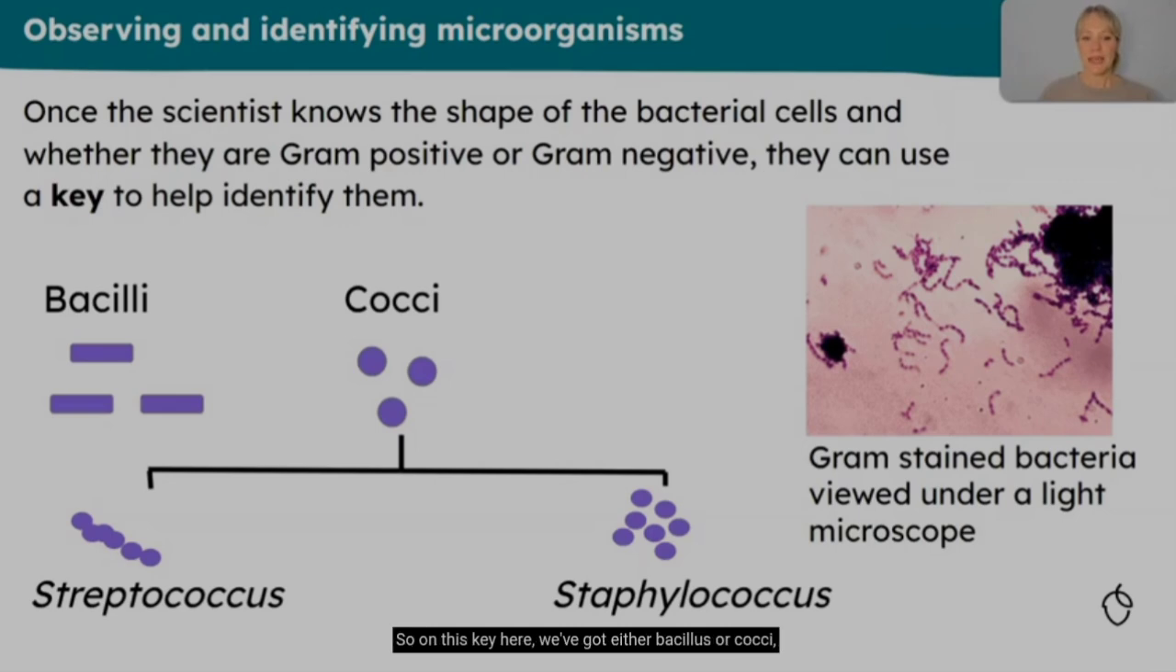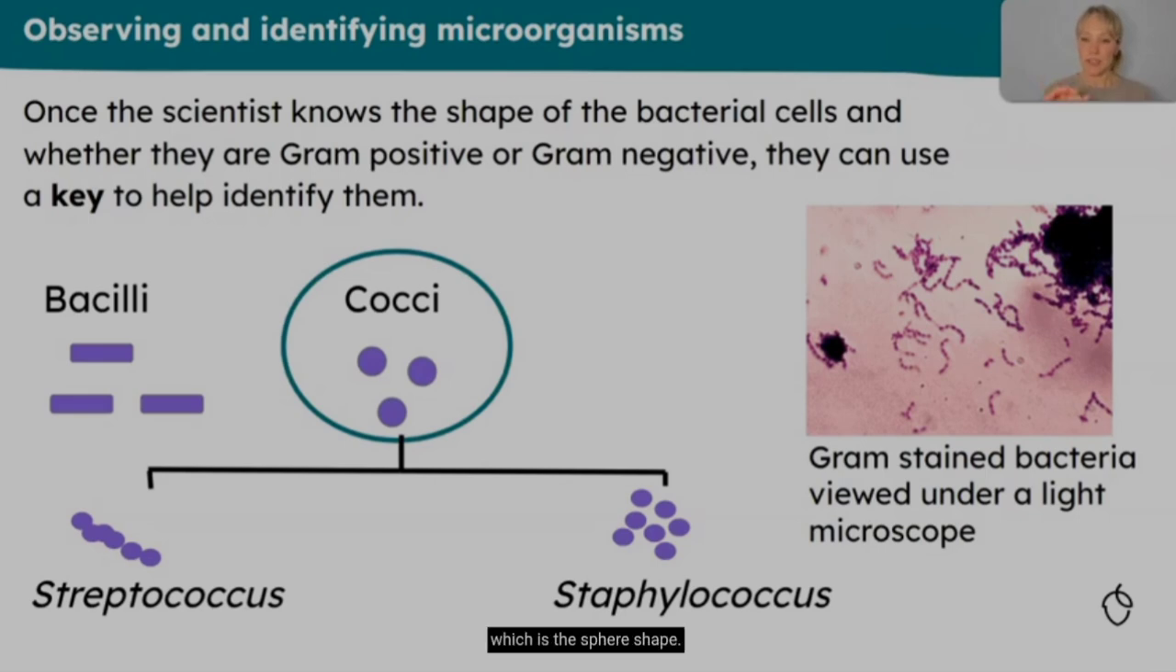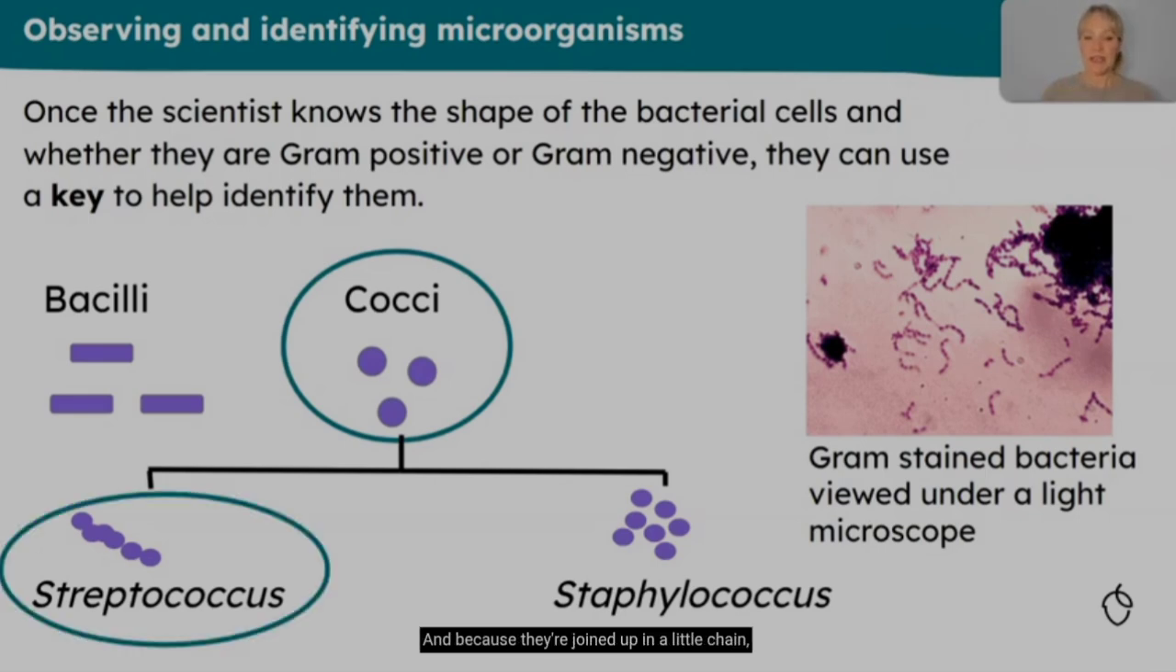So on this key here, we've got either bacillus or cocci, or bacilli and cocci, and then we've got two different types of bacteria that are that cocci shape. We've got streptococcus, where they're in a little chain, or staphylococcus, where they're kind of all clumped together. Now actually, when we look at that on the slide there, we can see that we've got little circles and they appear to be in a line. Therefore, we've definitely got the cocci, which is the sphere shape, and because they're joined up in a little chain, we've got that streptococcus there.